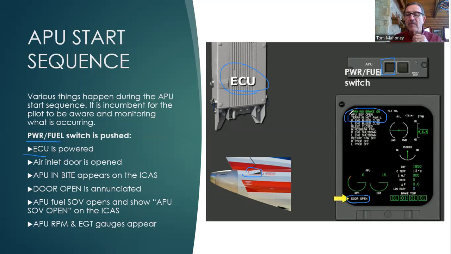And the APU SOV valve, that was our shutoff valve going to the APU, providing fuel, is open. And the RPM and engine gauges appear. So here's our RPM gauge. And here's our exhaust gas temperature gauge. So all this stuff is happening. We would double check to make sure it all actually occurred. Once this has happened, then we can go ahead and move to the next process of starting the APU.